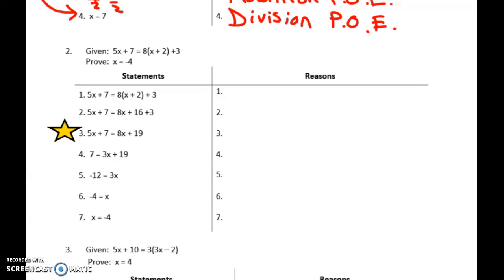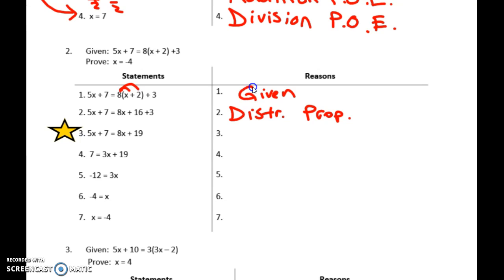Number 2, same idea. What's line 1 going to be on problem number 2? Because it's always given. True. Now, on number 1, I see on the right side, parentheses went away. Just like problem number 1, what does that mean? That was distributive property. 8 times x, 8 times 2. So let's go ahead and write distributive property. If you want to abbreviate, it's all good.